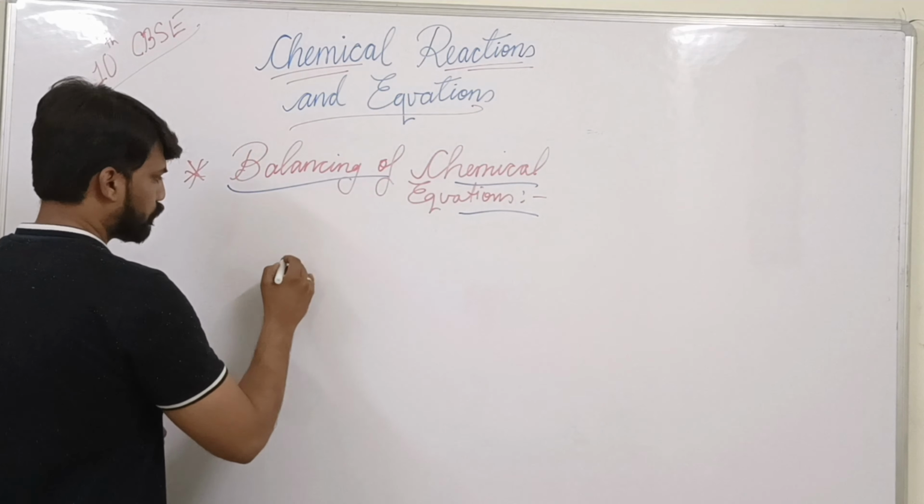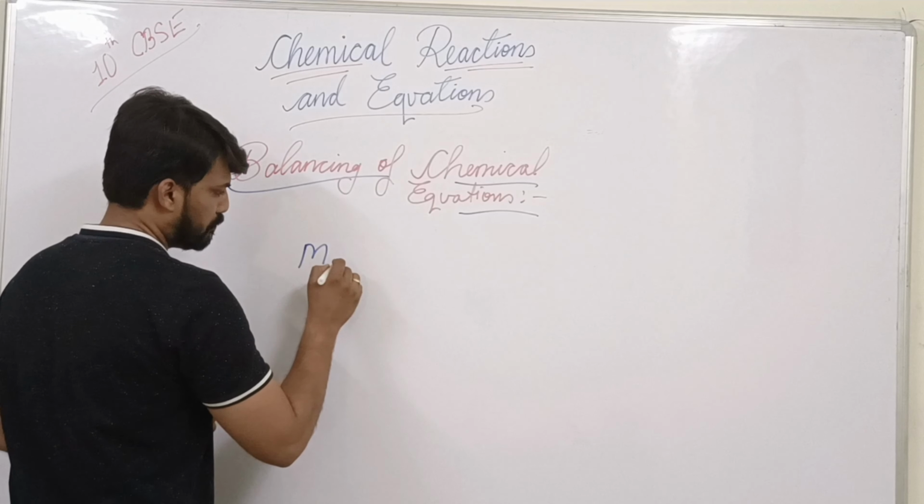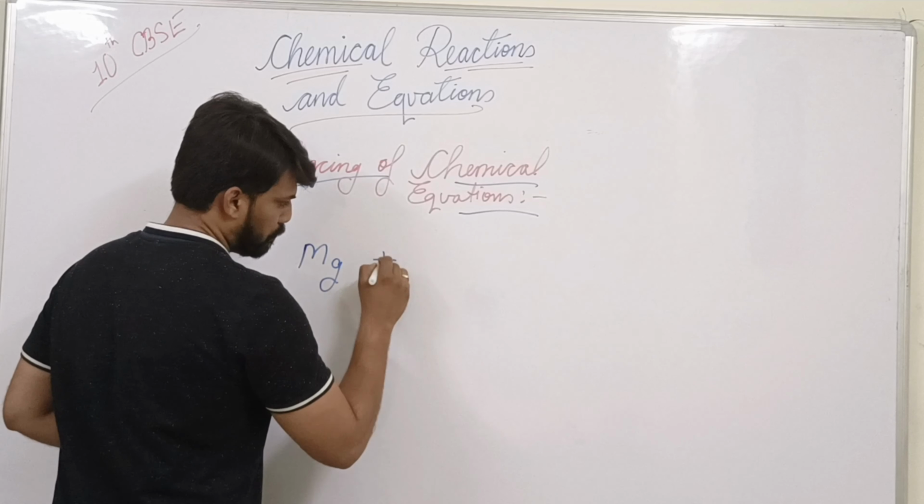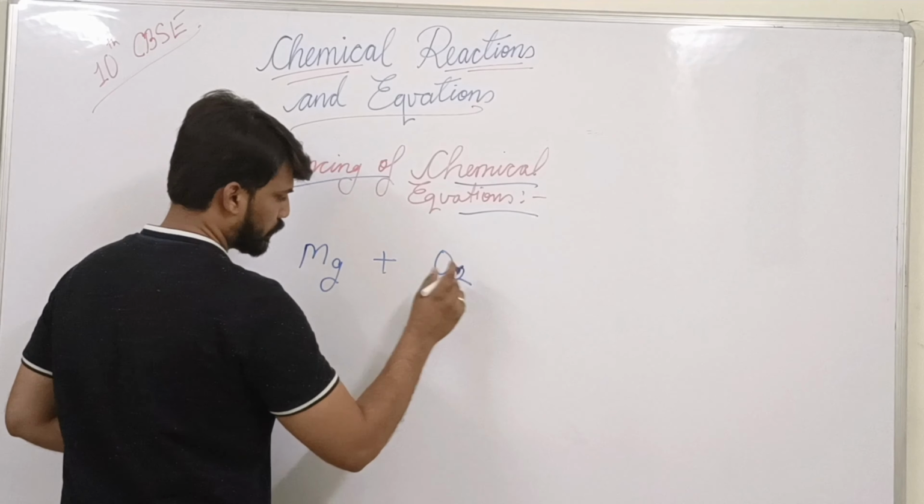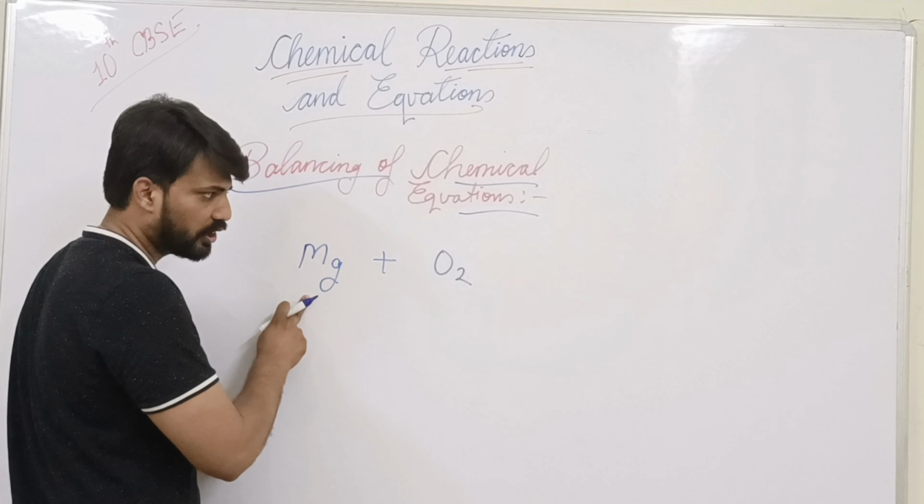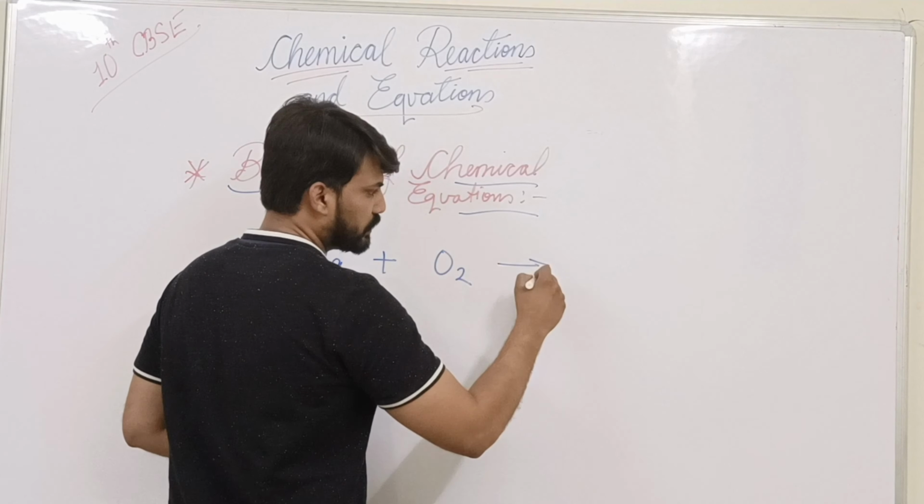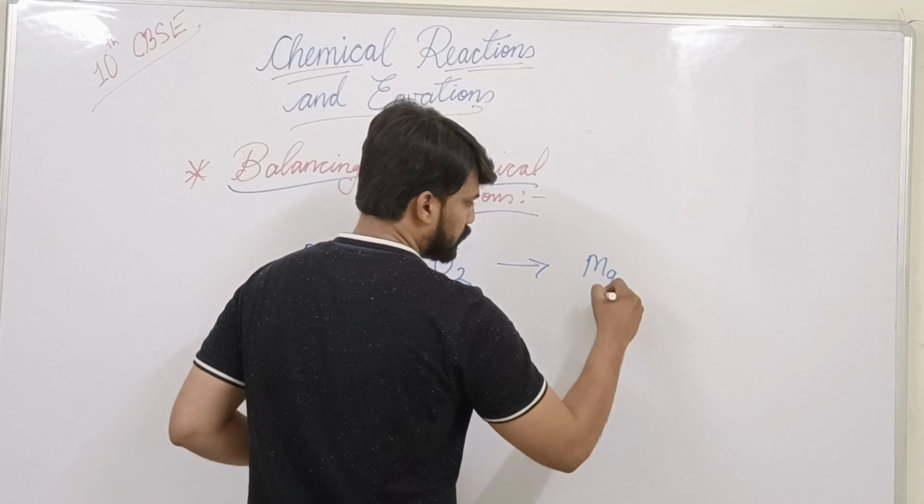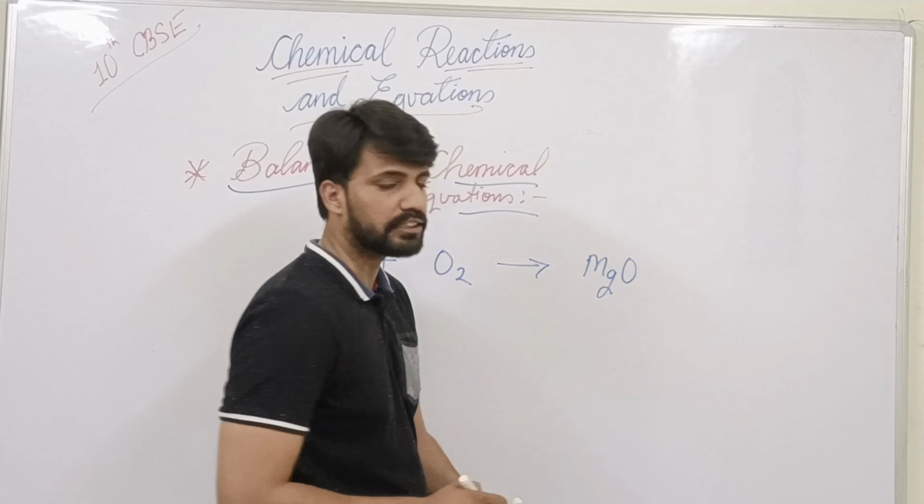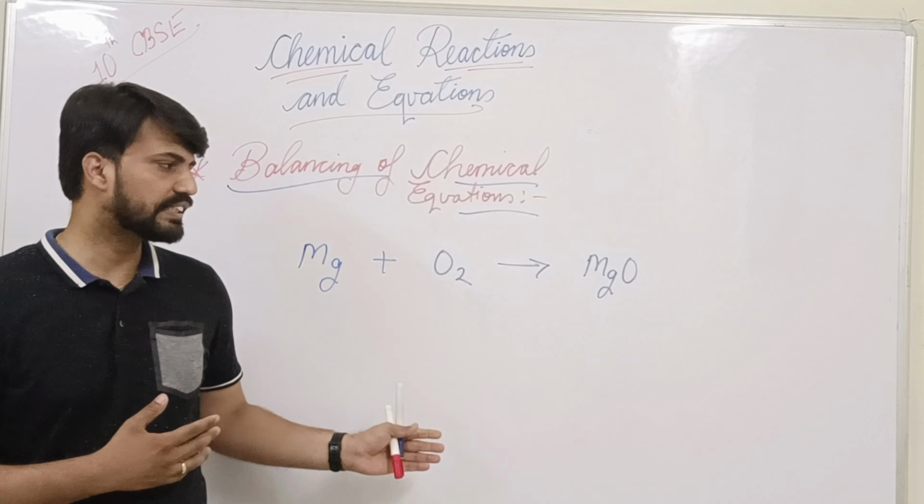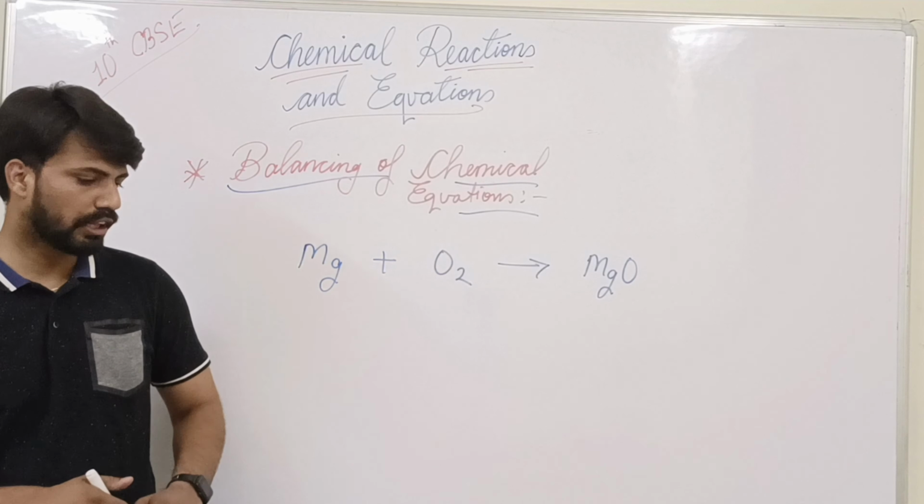Now we take Mg plus O2, where Mg stands for magnesium and O2 stands for oxygen, and it gives MgO, that is magnesium oxide. So this is an example of a chemical equation.